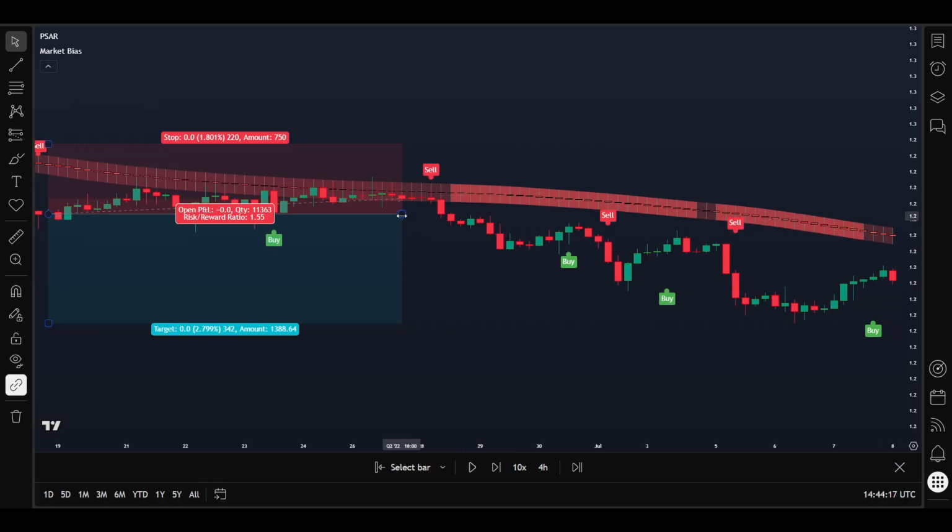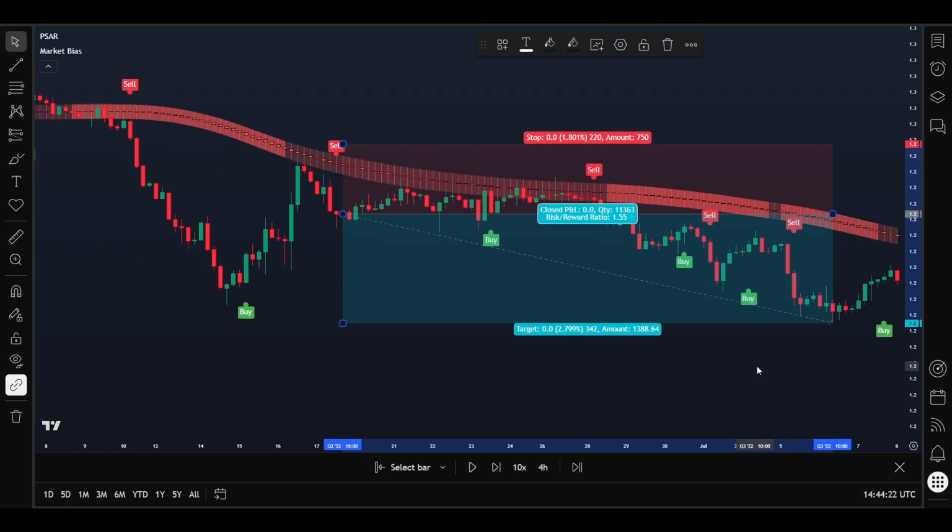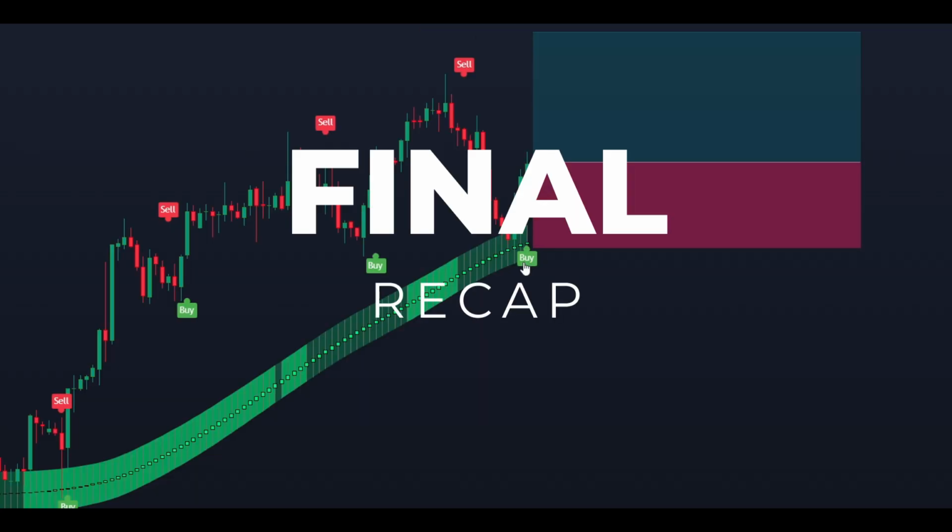The edge comes from only taking fully aligned signals and keeping risk per trade fixed. If you find your stops getting clipped by tiny spikes, double-check that your swing reference is a true pivot, not a micro wick. Final recap.